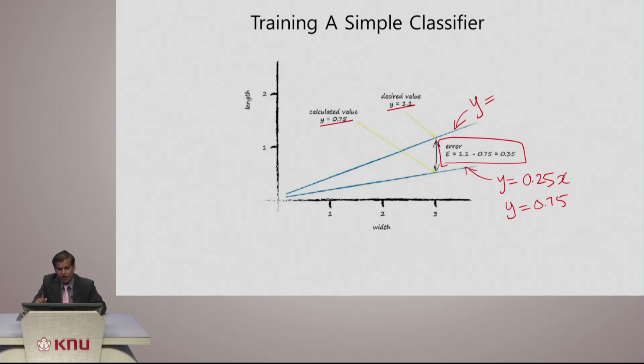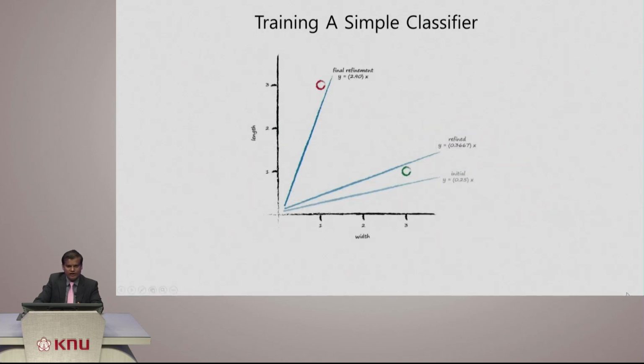So the error is 0.35. The actual error that we got is 0.35. This is what we have to improve, bringing this value closer to the original values. Accordingly, you make sure that the initial value y equals 0.25 times x was there, and the refined value where y is 1.1; here y was 1, here y in fact was 0.75. Likewise, we can try to introduce new values for y.